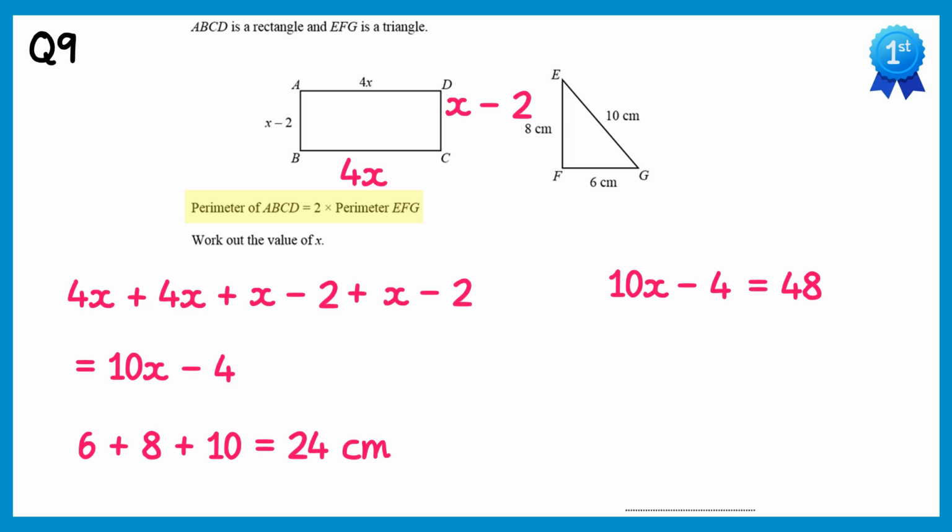We can now solve this equation by adding 4 to both sides. If we add 4 to the left, we get 10x. If we add 4 to the right, we get 52. Then divide both sides by 10. On the left, we get x, and on the right, we get 5.2. So the answer is x equals 5.2.